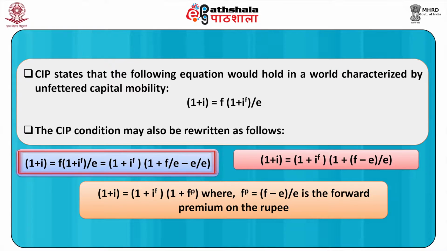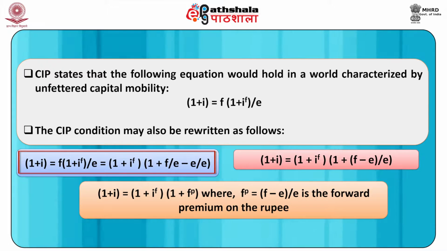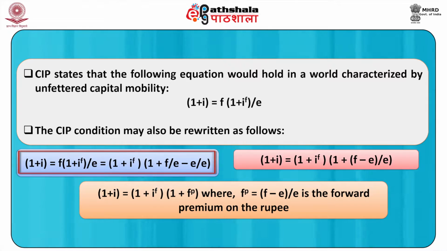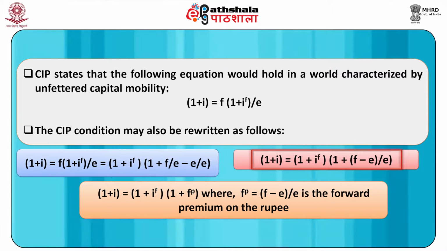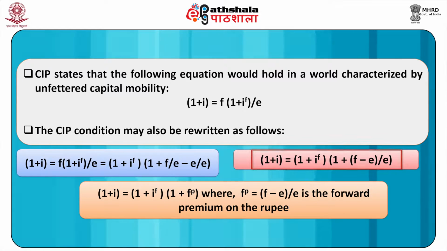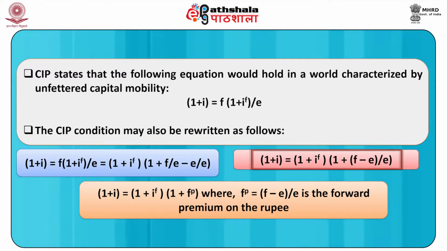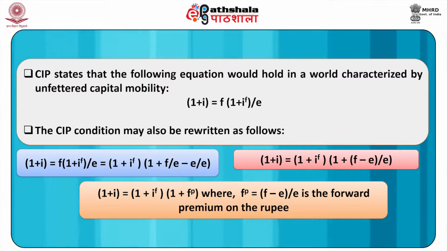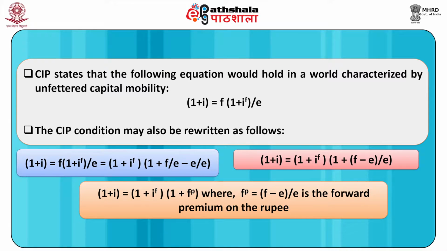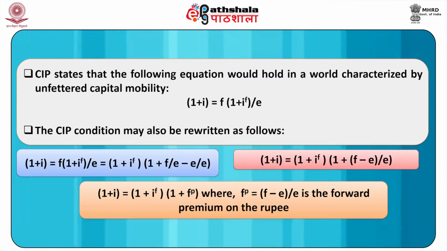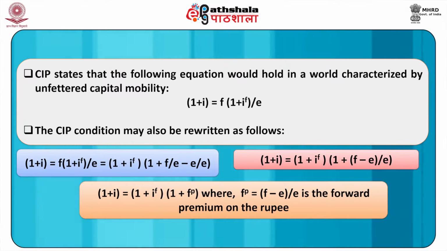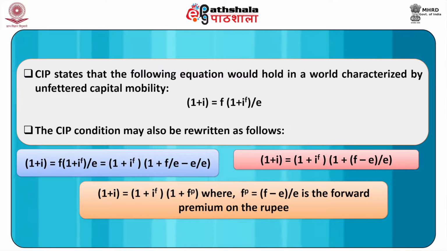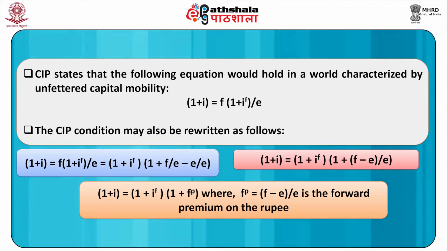It is equal to (1 + i^f) multiplied by (1 + (F - E)/E), or 1 + i = (1 + i^f) multiplied by (1 + f^p), where f^p = (F - E)/E. It is the forward premium on the rupee.